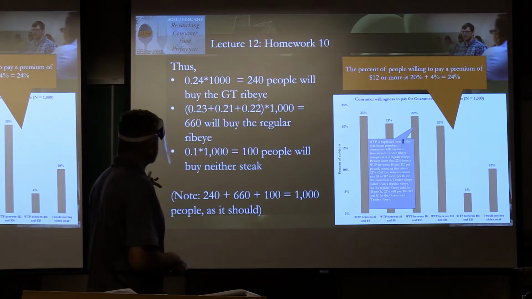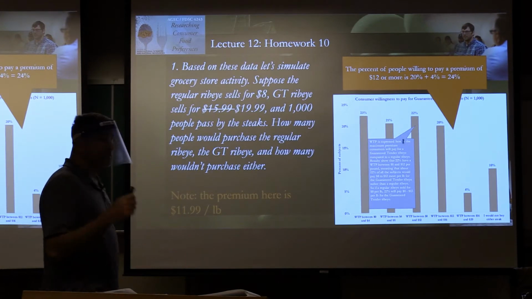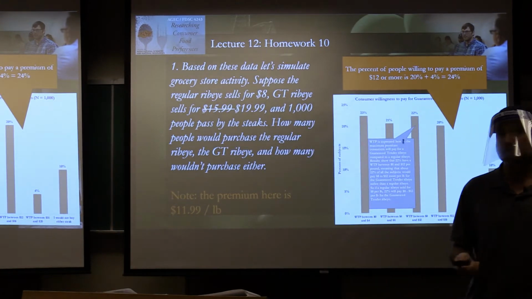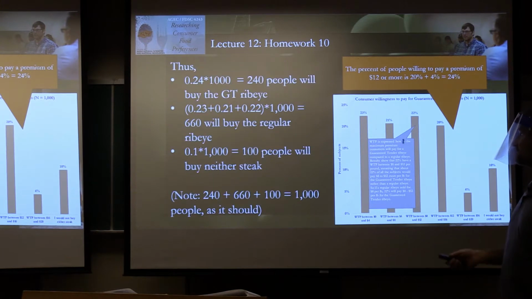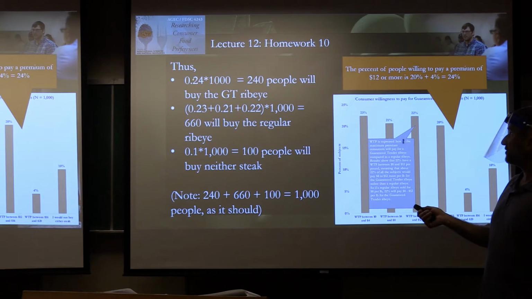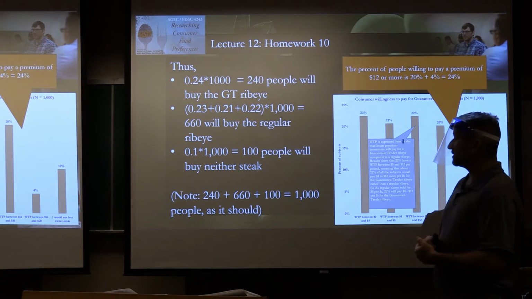But then what the question does, remember it says, of the 1,000 people, how many will buy the regular ribeye, the guaranteed ribeye, and neither? And that 24% and that 10% there is all we need. So we say, okay, how many will buy the guaranteed tender ribeye? 24% times 1,000 people, 240 people will buy the guaranteed tender ribeye.